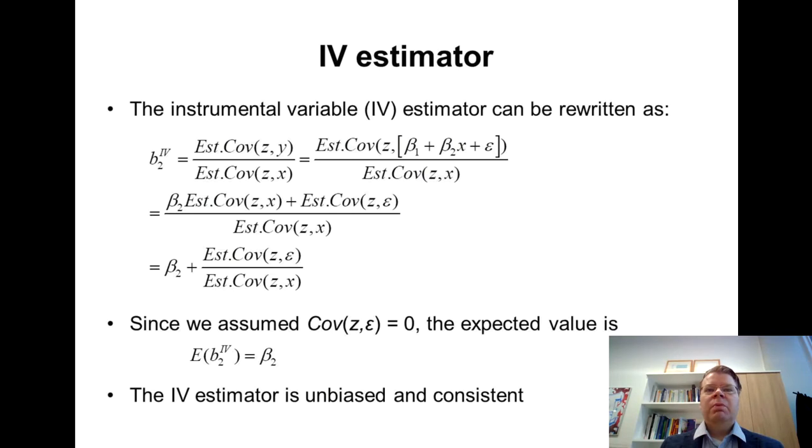So even if in a population there is no connection between z and epsilon by assumption, even by accident in any sample there is always some covariance. So this sample covariance is never exactly equal to zero. There's some incidental covariance, and therefore it's very good that z and x are highly correlated, because then this sample covariance of z and epsilon is always proportionate to the sample covariance of z and x. So this formula highlights the importance of the two assumptions, and why it is important that z doesn't correlate with epsilon, but is highly correlated with x.